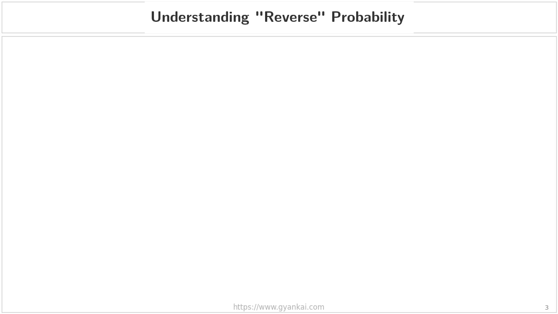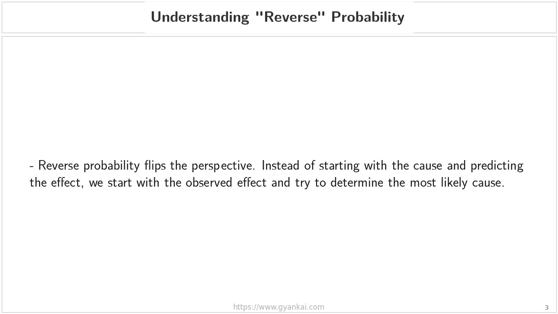Understanding reverse probability. As the name suggests, reverse probability flips our entire perspective. Instead of starting with the cause and predicting what the effect might be, we do the exact opposite. We start with an effect that we have already observed, and we work backward to try and determine which cause was the most likely culprit.